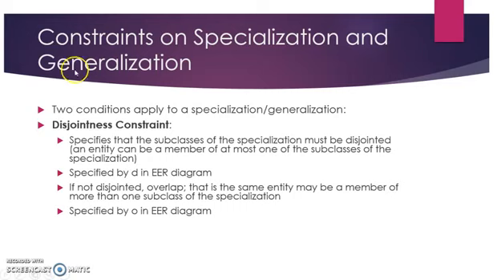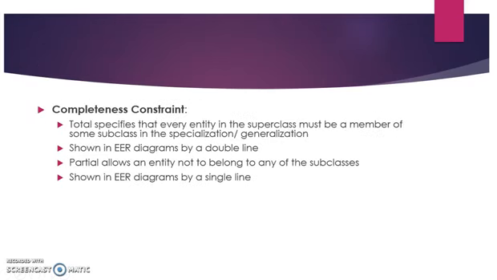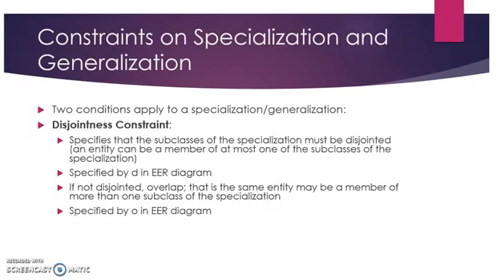Constraints on specialization and generalization. 2 conditions apply to a specialization or generalization. One is the disjoint constraint and another one is the completeness constraint. Disjointness constraint specifies that the subclasses of the specialization must be disjoint. That means an entity can be a member of at most one of the subclasses of the specialization.